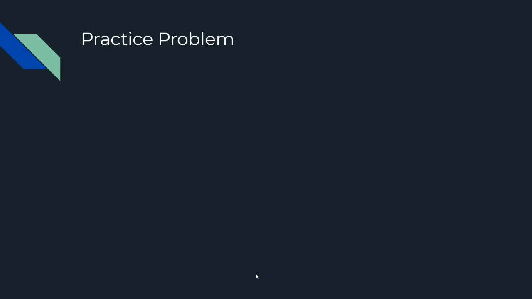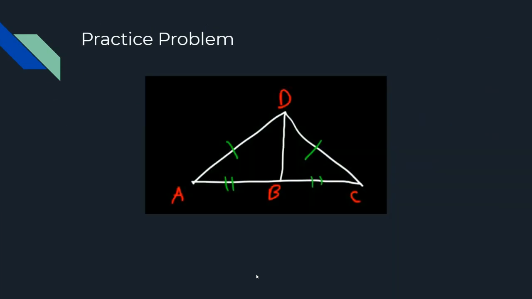Now we have some practice problems. So we have two triangles that share a side right here. We see that there is triangle ABD and triangle CBD. First thing you can indicate is that side AD and side CD are congruent because of the one dash.